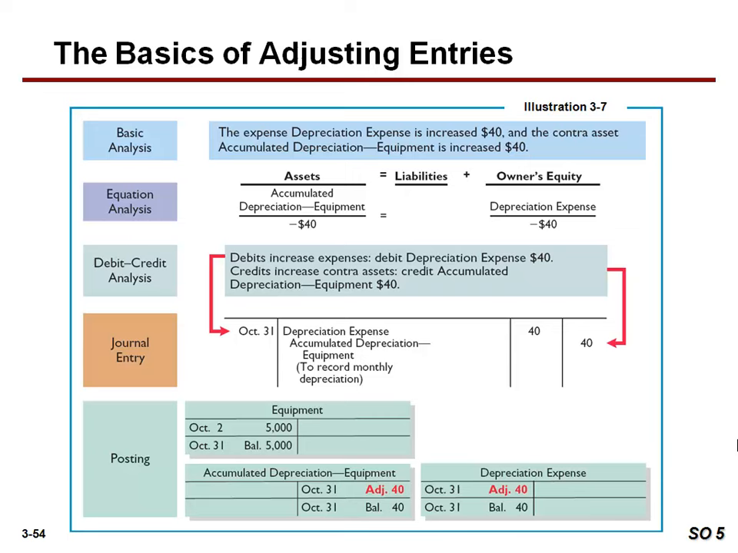You can see at the bottom as this entry is transferred or posted to the ledger that our original cost of equipment, $5,000 in our equipment account, remains unchanged, but it's going to be modified by our accumulated depreciation account, equipment, at the bottom. So the two accounts on the left are in our balance sheet. Depreciation expense is an owner equity account affecting our income statement.